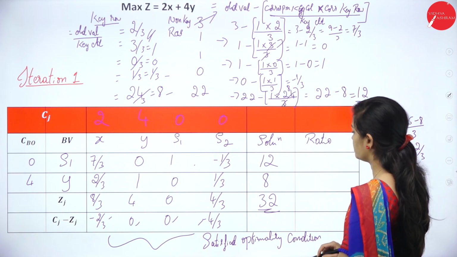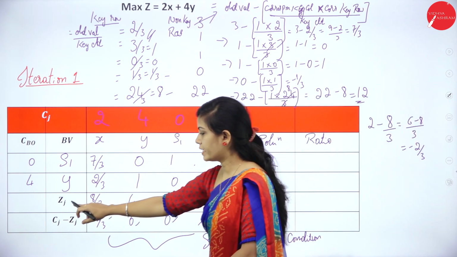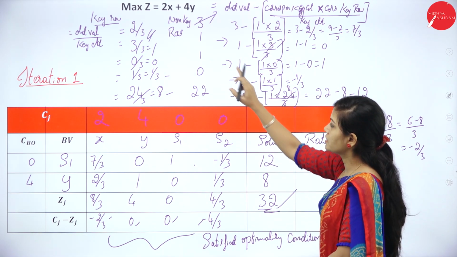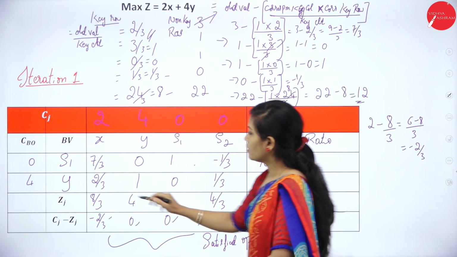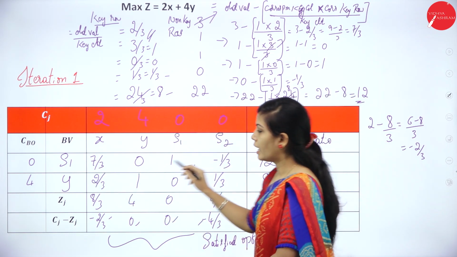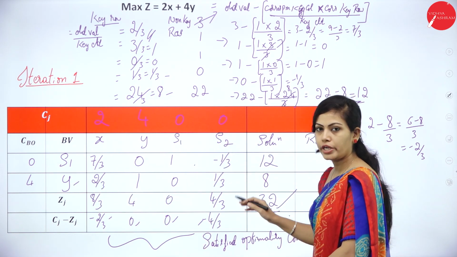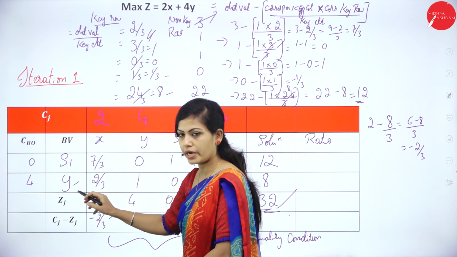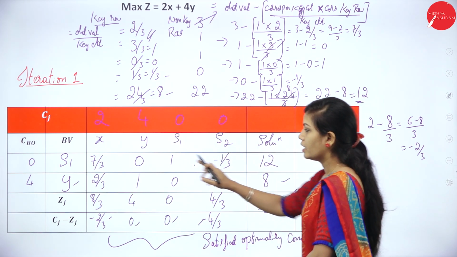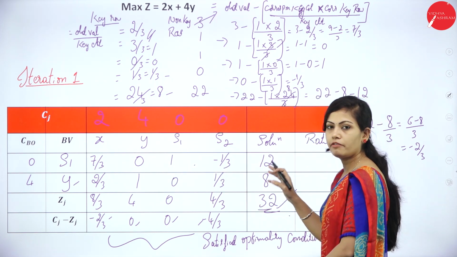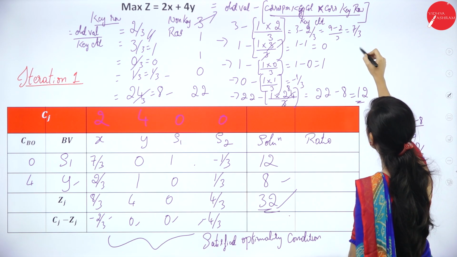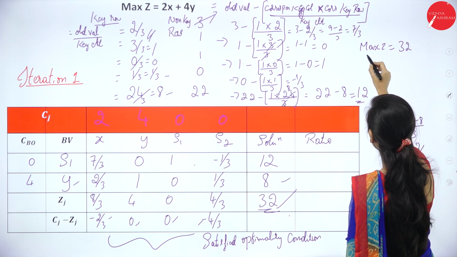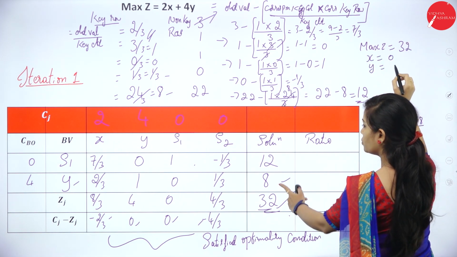Now the value of Zj is equal to 32. This is your maximum value. Max Z is equal to 32, the value of S1 is equal to 12, and the value of Y is equal to 8. Here we don't have the value of X, so the X value is equal to 0. So max Z is equal to 32, X is equal to 0, and Y is equal to 8.